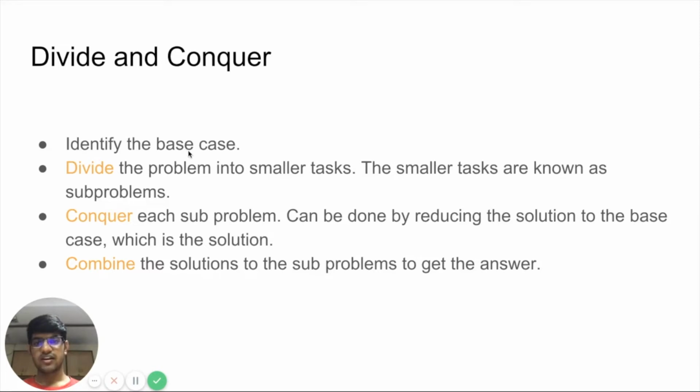In order to solve a problem with a divide and conquer algorithm, what is first necessary is to identify the base case. Once we've done that, we can move on to the divide step. The divide step involves dividing the problem into smaller tasks. Each of these tasks is known as a subproblem. Next, we need to conquer each of the subproblems. This is where identifying the base case actually helps. The subproblem can be solved by reducing it to the base case, which in itself is the solution. Once all these subproblems are solved, we combine the solutions of the subproblems in order to get the solution to the larger problem.